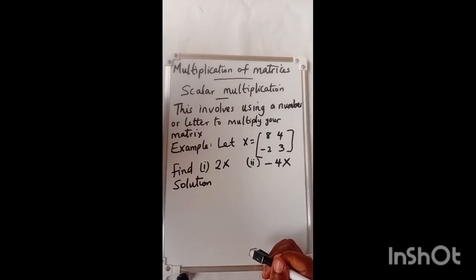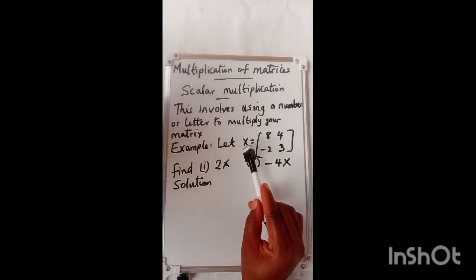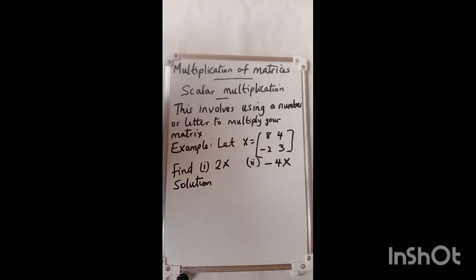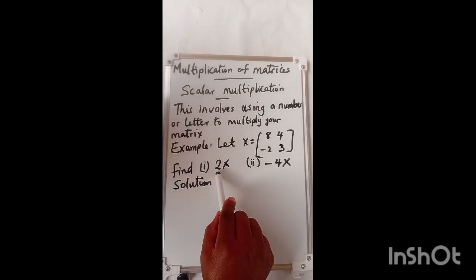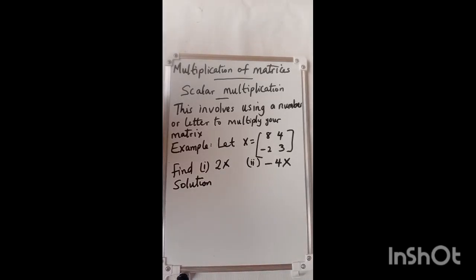Under this topic, we shall be looking at multiplication of matrices. And the first part is scalar multiplication. Scalar multiplication involves use of numbers or letters to multiply your matrix. Looking at the example given to us, given matrix X to be equal to this 2 by 2 matrix, find 2X and minus 4X. The 2 here and the minus 4 here are our scalar multiples. We are going to be using them to multiply our matrix X.